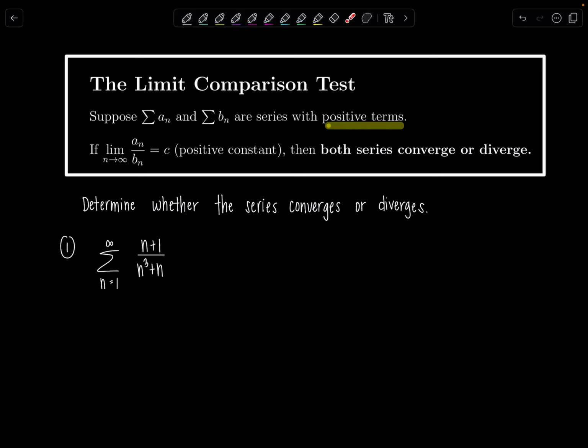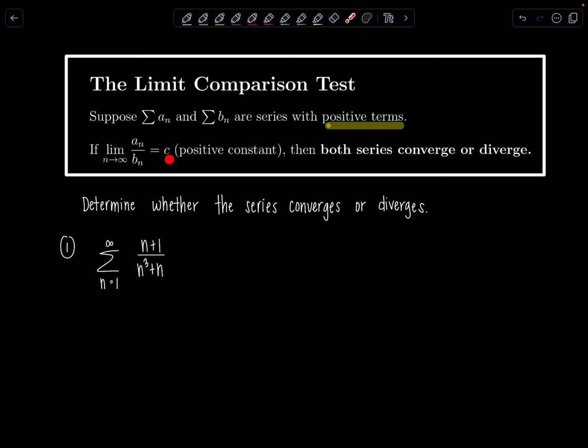So let's break this down a little bit. First of all, I made a big deal that all of the terms have to be positive, meaning don't do limit comparison test for an alternating series, okay? And then the other thing is you take the limit of the ratio of the terms of the two series. As long as you get a non-zero finite number, positive constant, then the series are twinsies. Either both of them converge or both of them diverge.